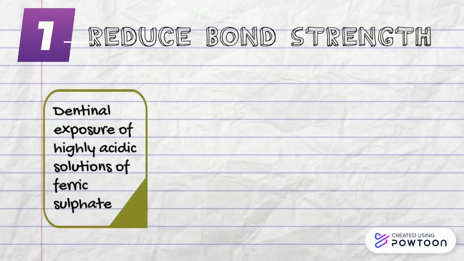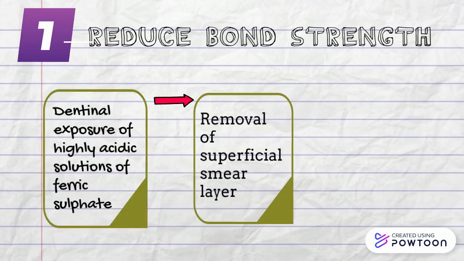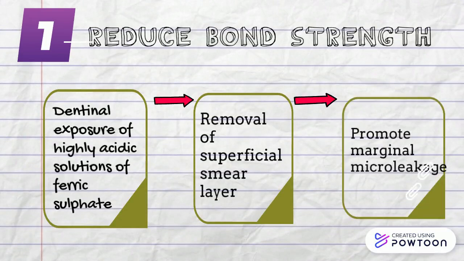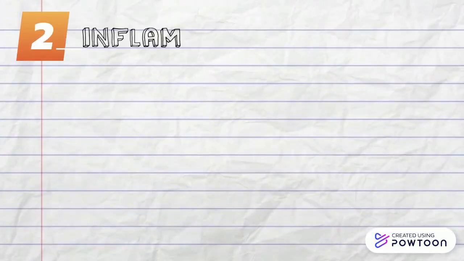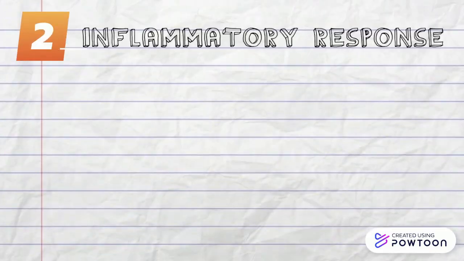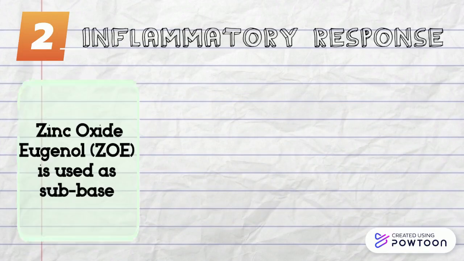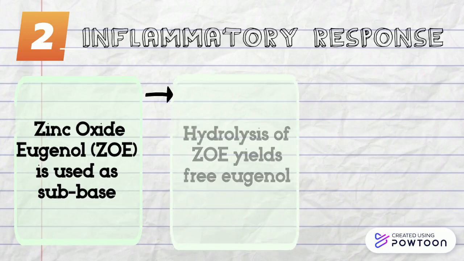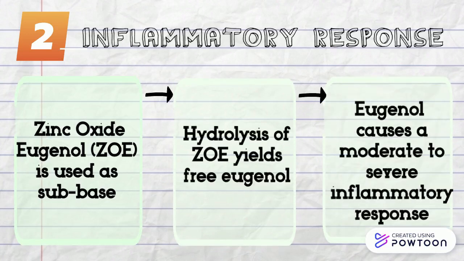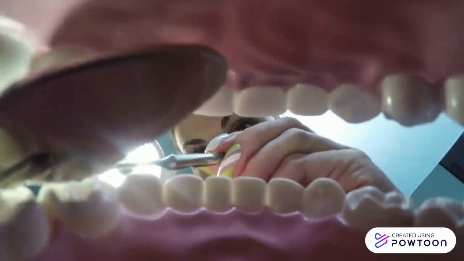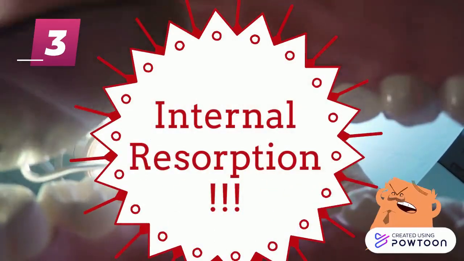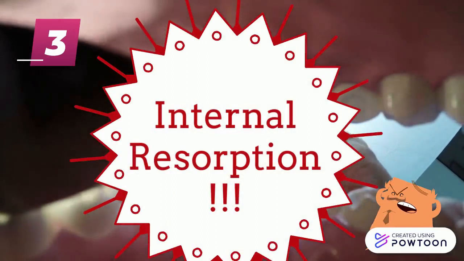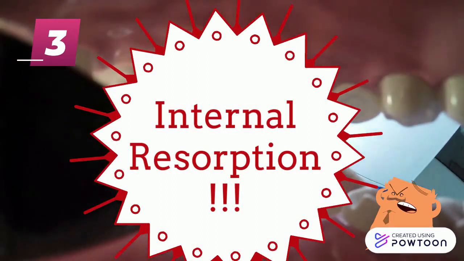Dental exposure to highly acidic solutions will result in rapid removal of the superficial smear layer, which will affect the bonding mechanism and promote marginal microleakage. Moreover, ferric sulfate can cause inflammatory response to oral soft tissues. The findings show that it is caused by a type of sub-base used in pulpotomy. For example, the placement of eugenol over vital tissue causes a moderate to severe inflammatory response. Inflammation of pulp can then lead to internal resorption. Therefore, zinc oxide eugenol may not be an ideal base for ferric sulfate pulpotomies due to the inflammatory tissue response.